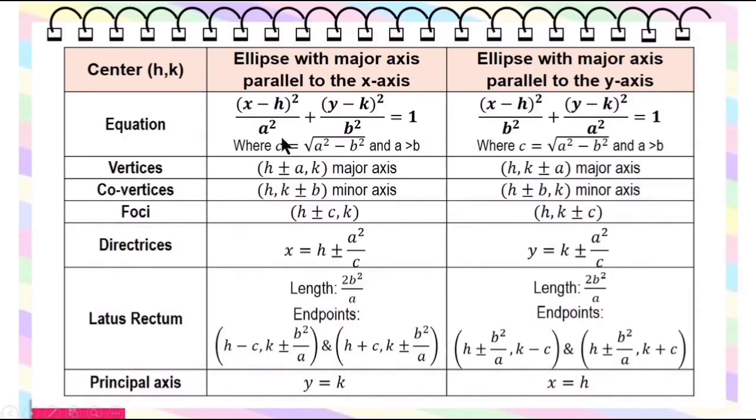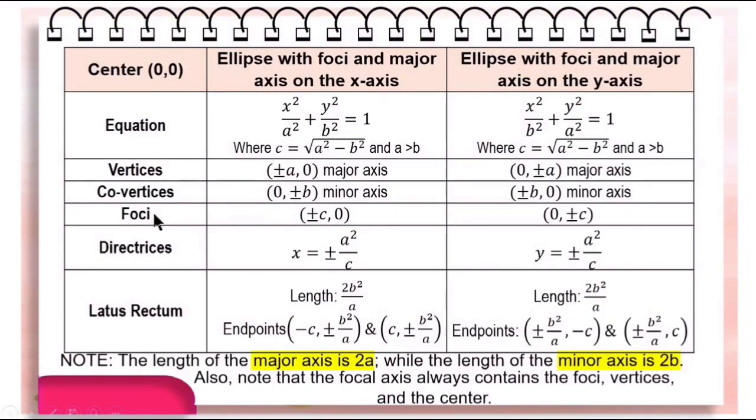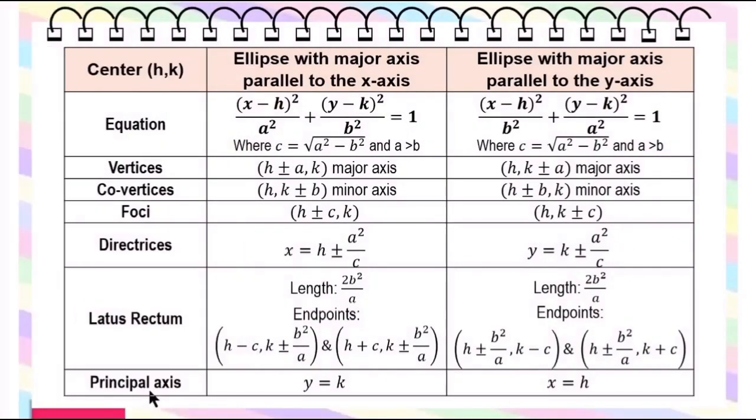Notice that the quantities a, b, c, and e have the same meaning whether or not the center of the ellipse is at the origin. The only difference when it comes to an ellipse whose center is no longer at the origin is that we now have the values of h and k. So nadagdagan lang ng h at k ang equation, vertices, co-vertices, foci, directrices, or even the endpoints of the latus rectum.